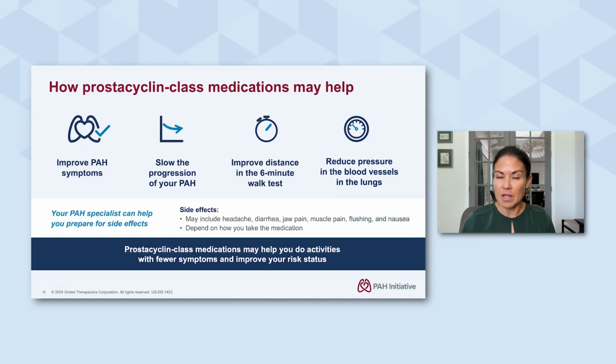I want to spend a little bit of time on some of the things that the prostacyclin class medications have shown to improve when it comes to PAH. The first one I'm going to focus on is going to be about symptoms in pulmonary arterial hypertension patients. And the reason I focus on this first is because I want my patients to feel symptomatically better. We've seen through our studies and our research that often patients utilizing the prostacyclin medications can have improvements of their symptoms. Additionally, we have seen that there is the potential to slow the progression of someone's PAH.